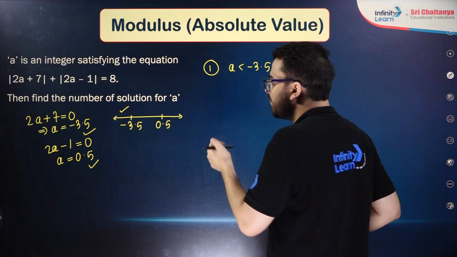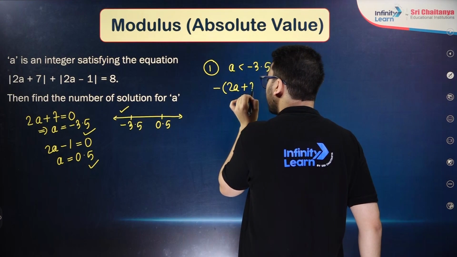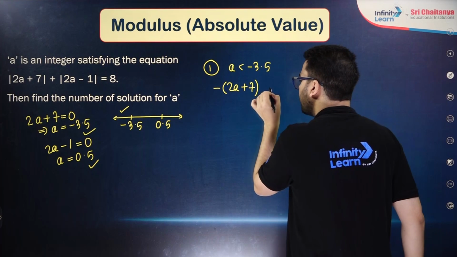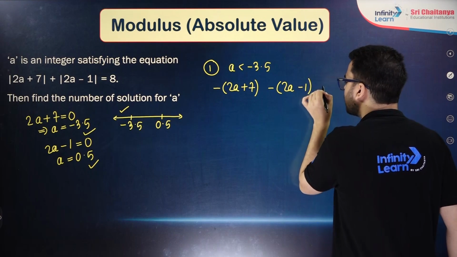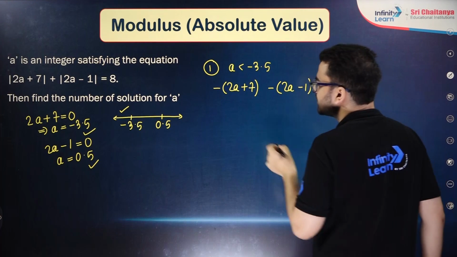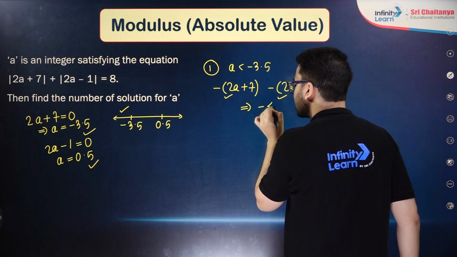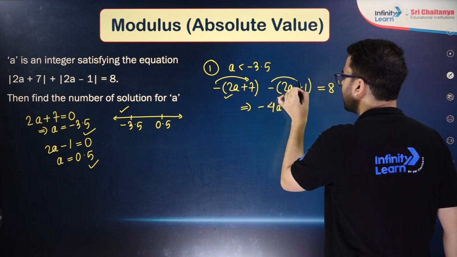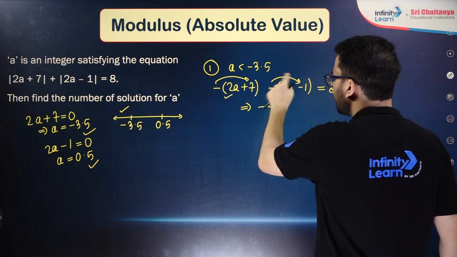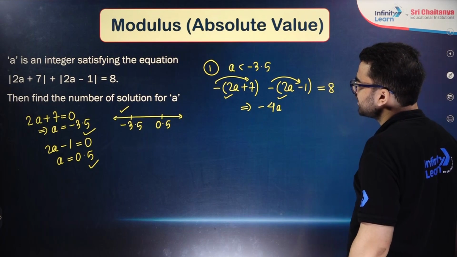So they will open up with a negative sign, right? So minus 2a plus 7 and minus 2a minus 1, correct? And that is equal to 8. You can solve this, guys. This is minus 2a minus 2a. That is what? Minus 4a. And you see this is minus 7 plus 1. So minus 7 plus 1 is what? Minus 6. Minus 7 plus 1 is minus 6.